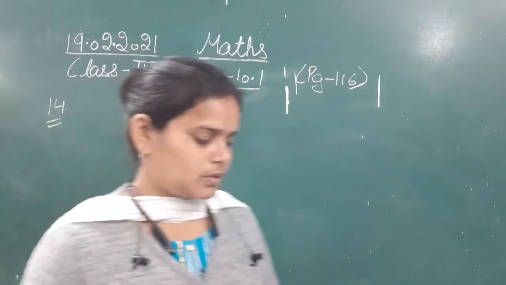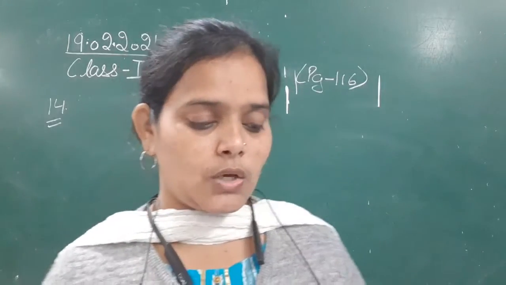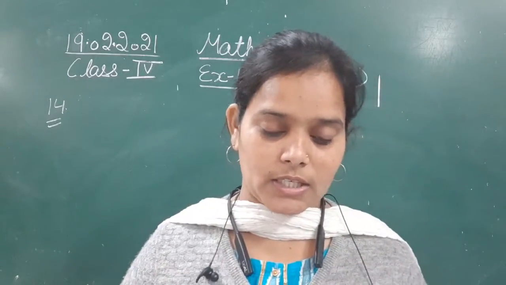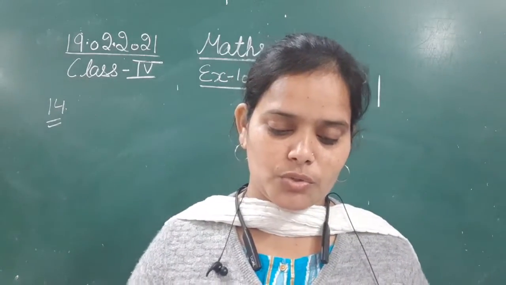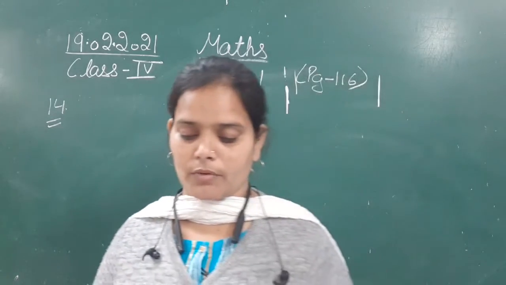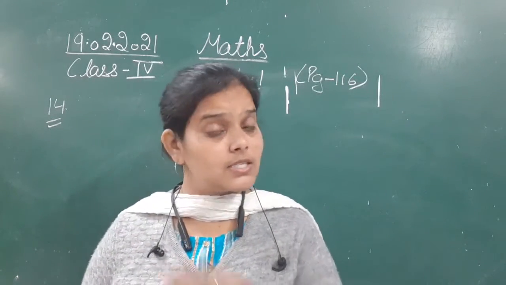Question number 14 is: Vinita bought 30 kg atta from the market. She used 12 kg 250 gram of it. How much atta is left?